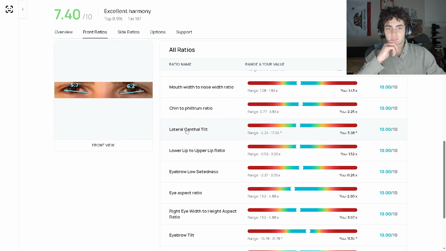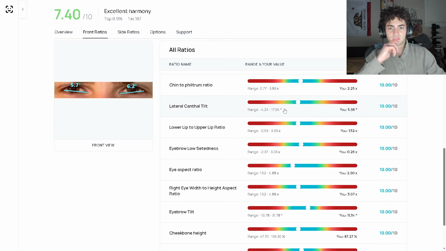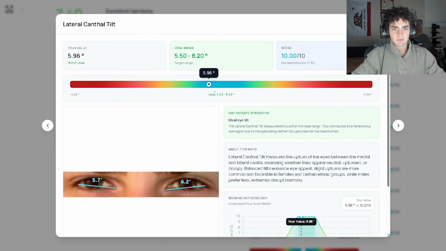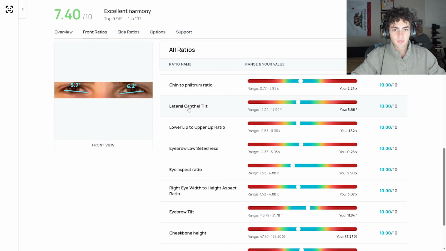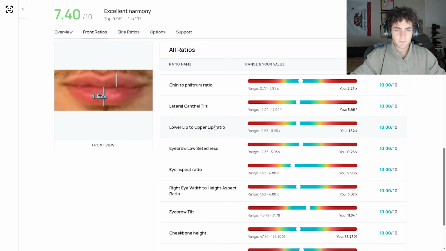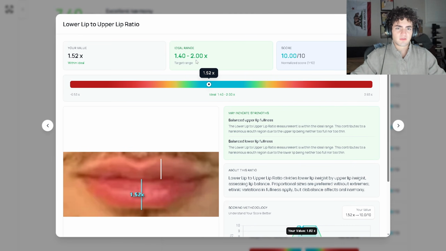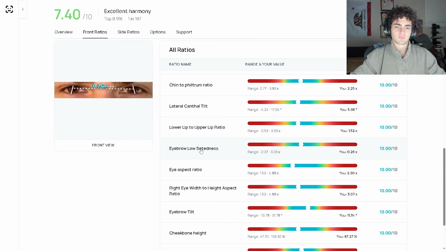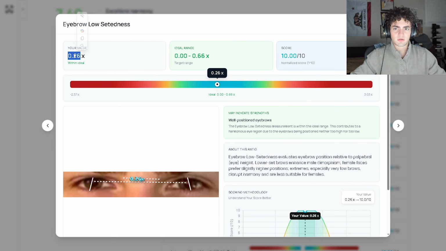Really good. Lateral canthal tilt is 6 degrees, so he has a canthal tilt of about an average of 6 degrees, which is pretty good. You want this to be from usually 5.5 to 8.2. Could be higher for more aesthetics, but not bad at all. Lower lip to upper lip ratio of 1.52 is in the ideal range of 1.4 to 2. Eyebrow low setness. His eyebrows are perfectly low set, as you can see. Perfectly in the middle here.